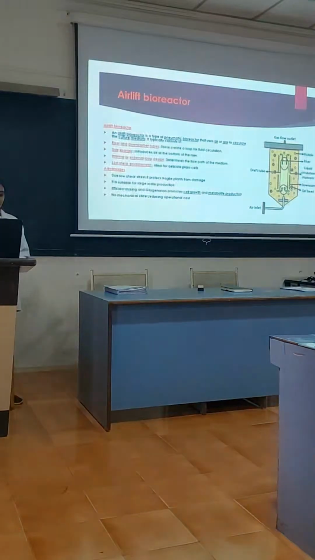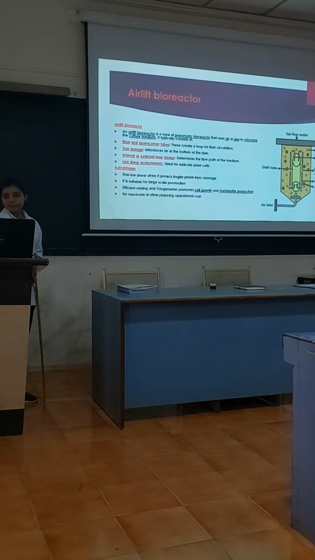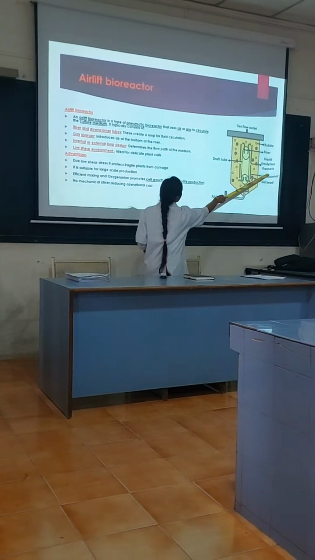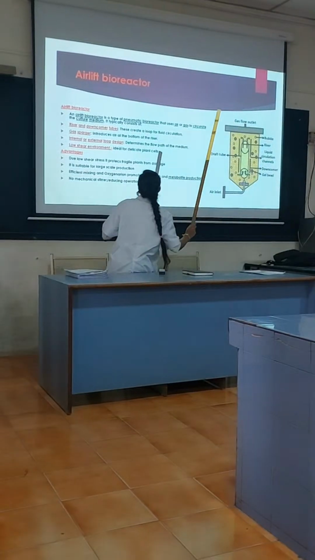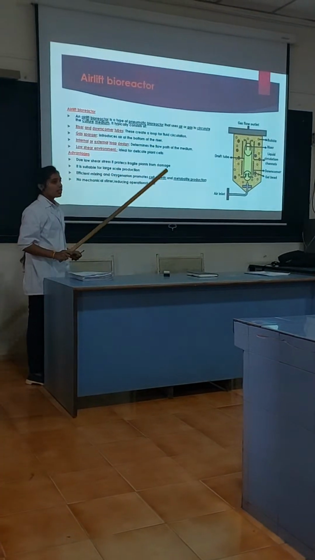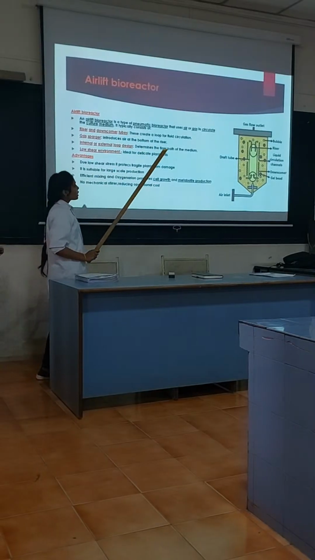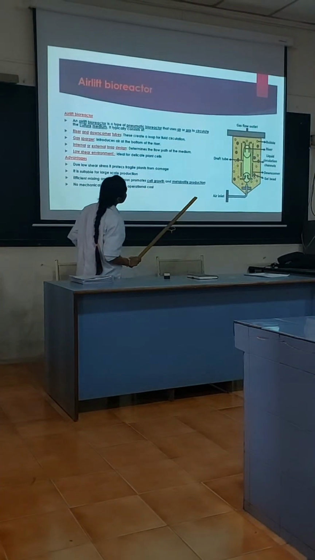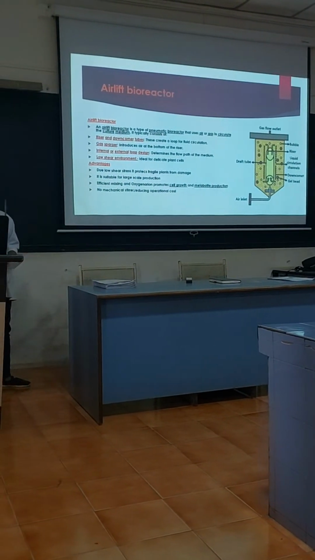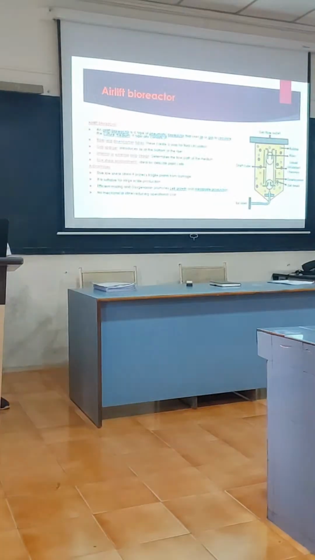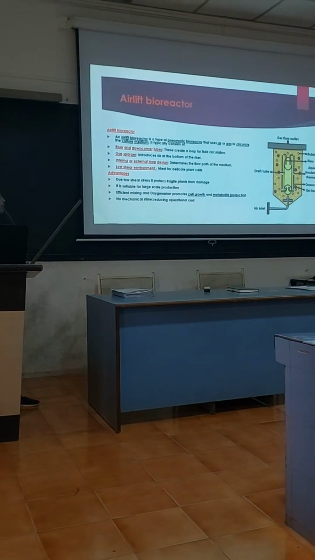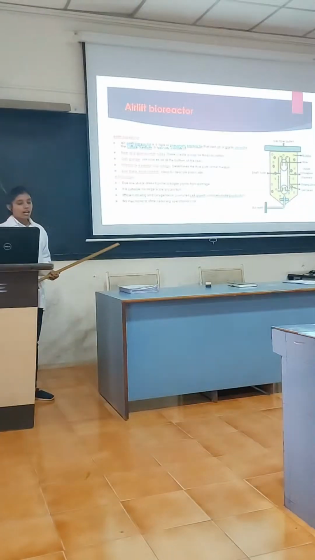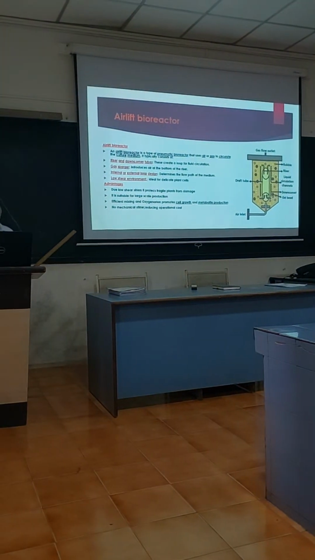It typically consists of riser and downcomer tubes. This is the downcomer tube and this is the riser. This creates a loop for the fluid circulation. And the gas sparger. The gas sparger introduces the air at the bottom of the riser, and there is an internal and external loop design. This loop design determines the flow path of the medium and a low shear environment. It is ideal for delicate plants.